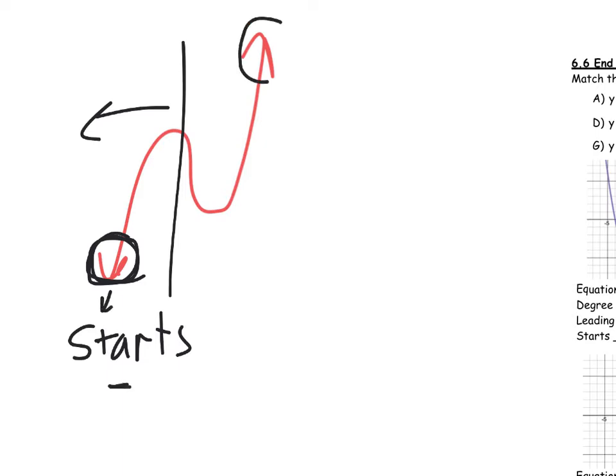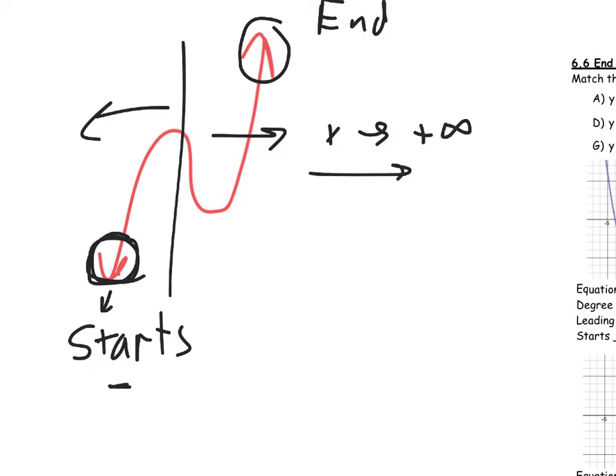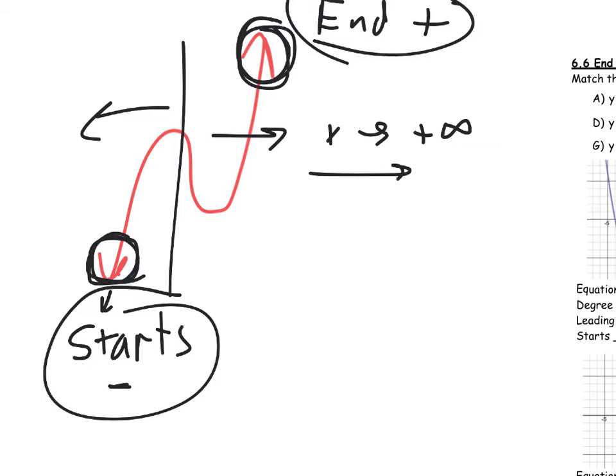This is my ending side. This is the end behavior, and that's on the right-hand side. It's where your graph is going as x is approaching positive infinity. It's going to the right. Well, it's ending, it's going up, so it ends positive. So this graph starts negative, but it ends positive.